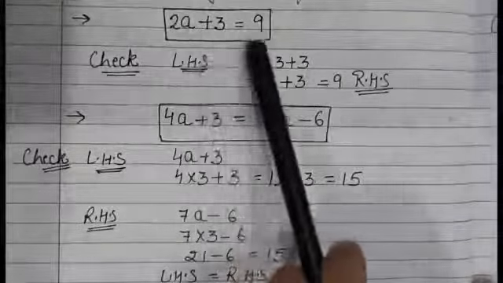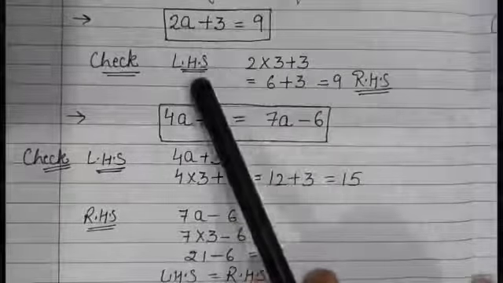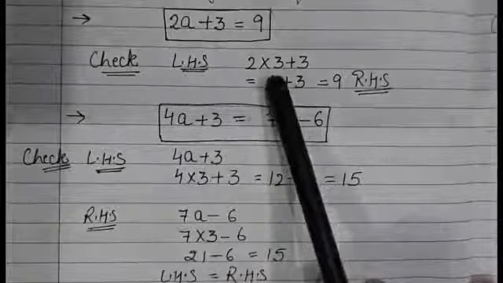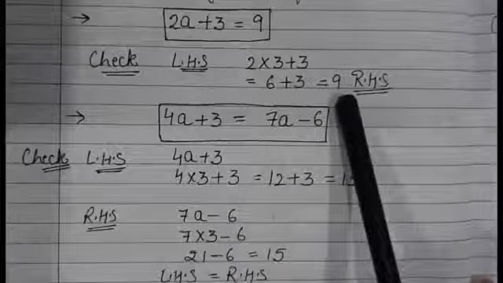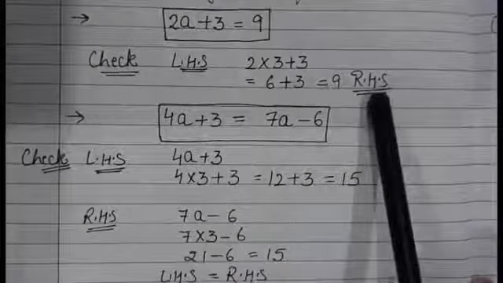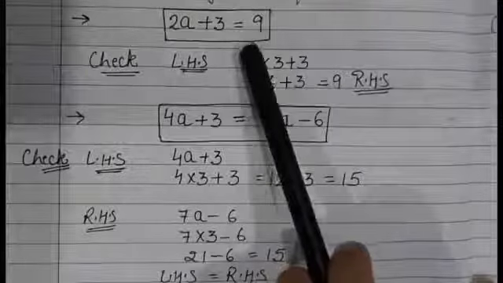Like 2a plus 3 equals 9. So on the left hand side I am putting a as 3. When I solve, 9 is coming, that is equal to RHS. So this equation is correct.